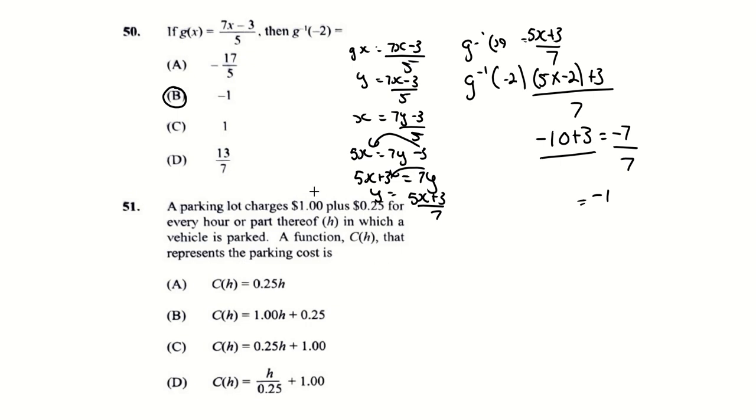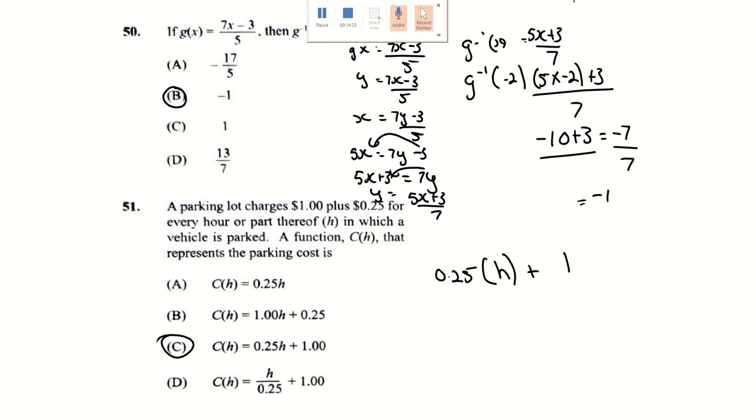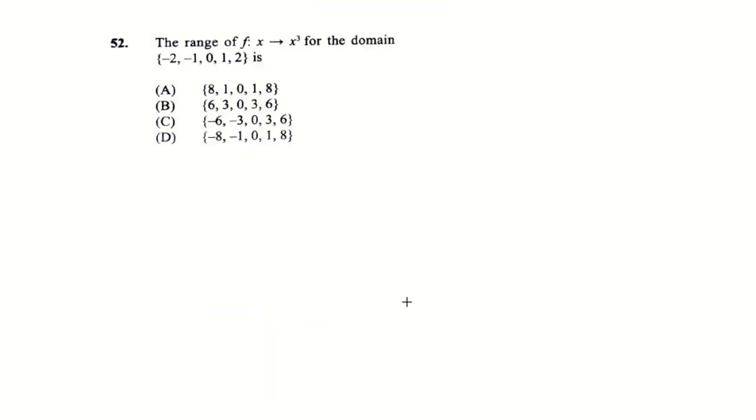So 1 is a constant, but 0.25, or 25 cents, is for every hour. So to find the cost for the number of hours, it would be 0.25 by H. And because 1 is a constant, it's always more than 1. So it would be 0.25 H plus 1, which is C. And that is how you would do this question right here. Okay, let's go with the next one.